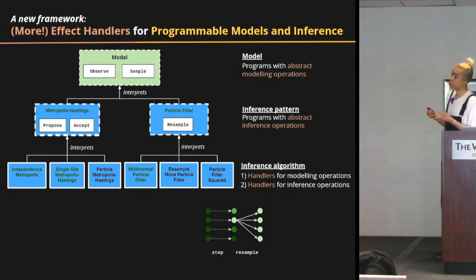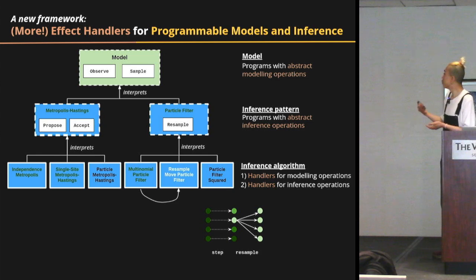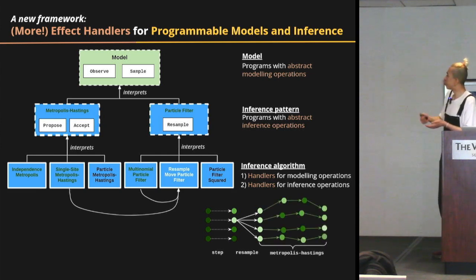The last algorithm I'm going to talk about tries to improve on this exact problem, and it's called Resample Move Particle Filter. The idea is that after resampling, we're going to apply Metropolis-Hastings to each particle. This is going to propose new sample traces for them and effectively move around the samples that they've already drawn.